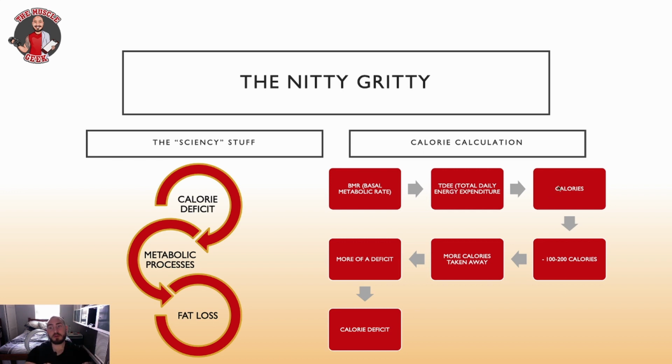From knowing your total calories, we can then decide to take away around 100 to 200 calories of that. That will give us a nice little deficit to work on, and that we can build on if we need to in the future. Remember, if you have more calories taken away, you have more of a deficit. Ultimately, it will all depend on the calorie deficit.